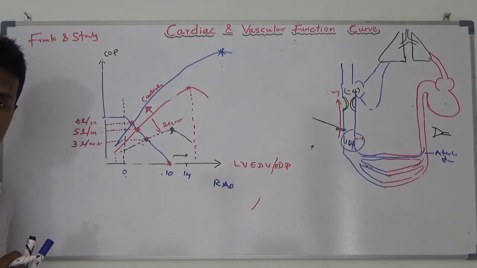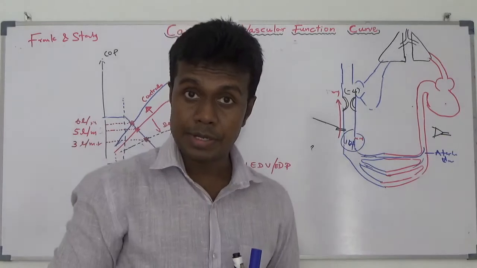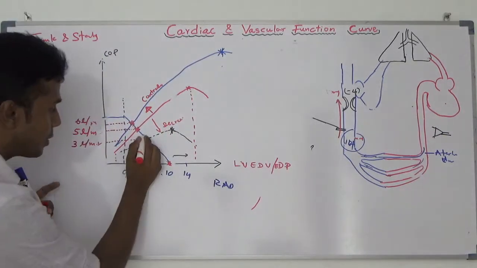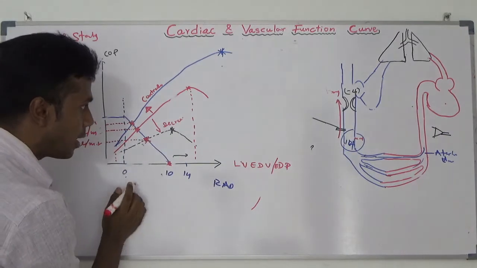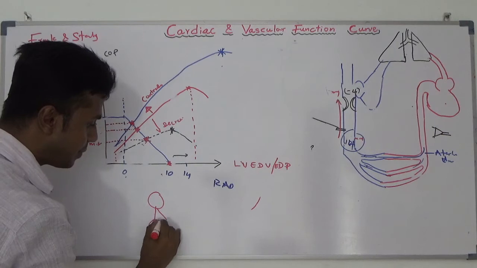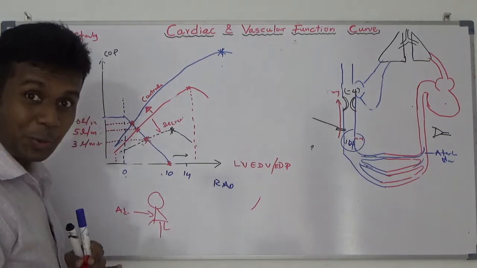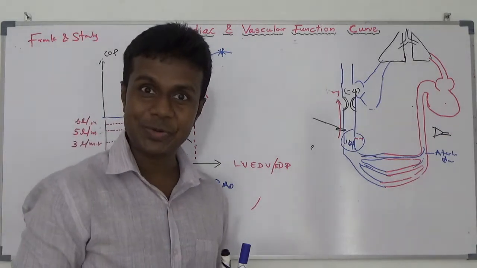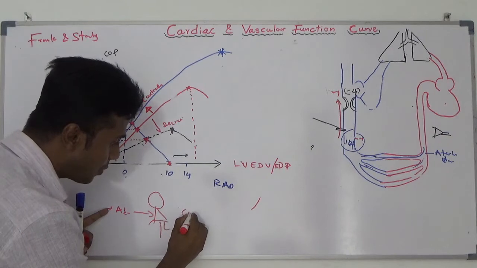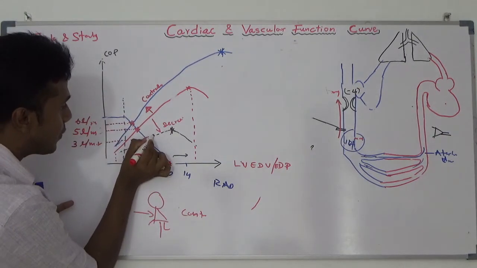minute. For a while, think my grandfather has 3 liters per minute cardiac output. I want to increase it. I am going to give an inotrope to my grandfather. Here is my grandfather. I am going to give adrenaline to him, not to kill, but to improve the cardiac output. Once I give adrenaline, contractility improves. So the contractility curve shifts from here to here.